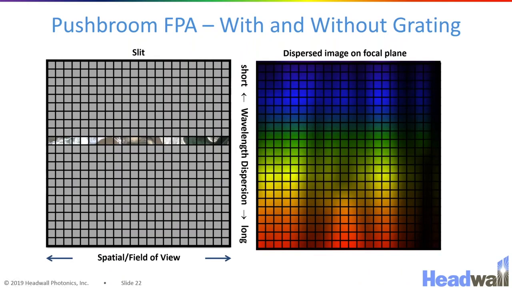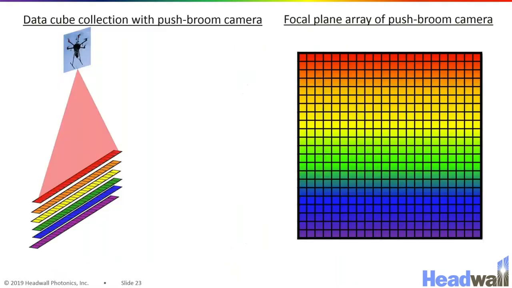So if we go back and look at this cartoon again, the figure on the left is what the scene would look like if we did not have a diffraction grating in our imaging spectrometer. And the figure on the right shows what the image on the focal plane looks like after the light is dispersed to move the blue light to a different spatial location than the red light and create a bunch of spectrometers again in a single package.